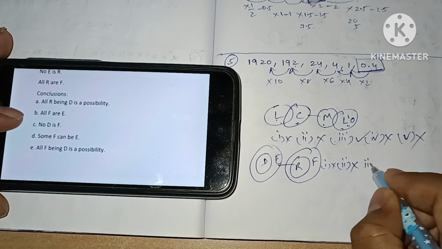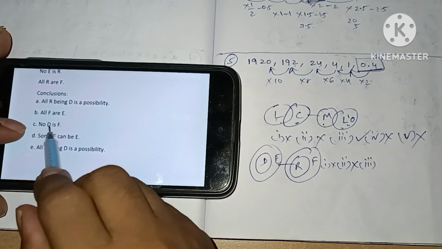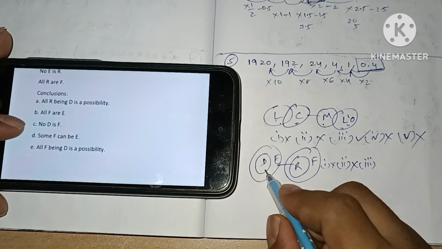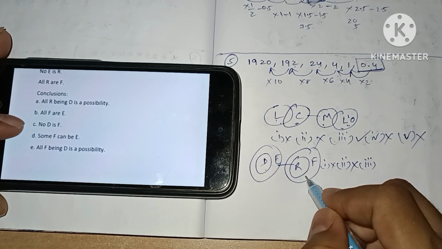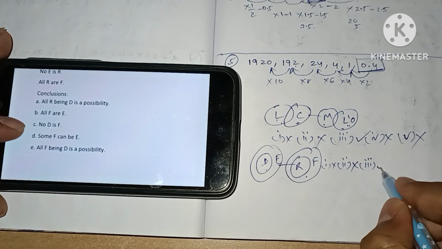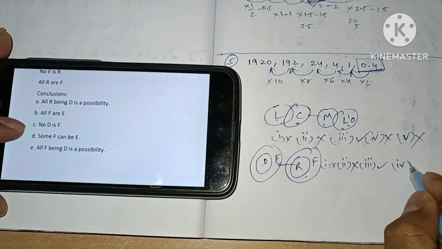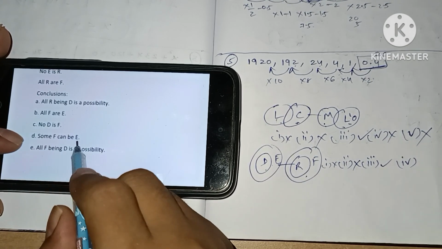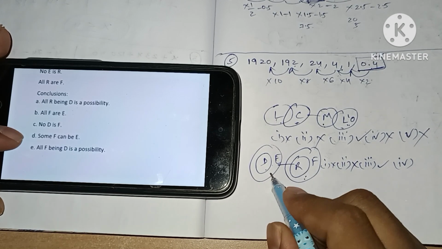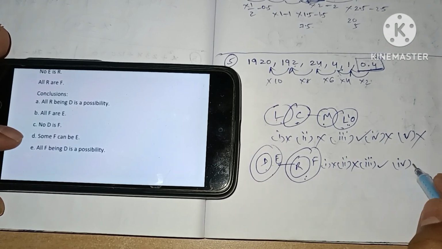Third conclusion, no D is F. We check whether some D can be F or not. Some D can share with F. Fourth one, some F can be E. Some part of F can share with E. Yes, it is possible.